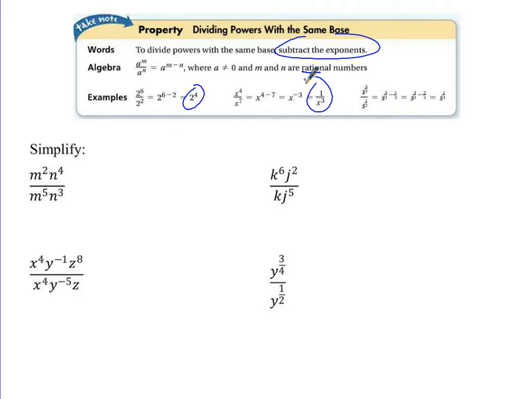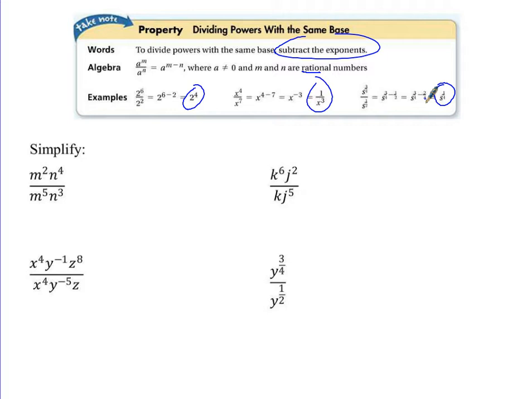And finally, s to the 3/4 divided by s to the 1/2. What's 3/4 minus 1/2? 1/4. Think of quarters. 3/4 minus 2/4. 3/4 minus 1/2 gives you 1/4. So s to the 1/4 is the answer. Now this little step right here, what they were doing was making a common denominator. Because in order to subtract, just like in order to add fractions, you have to have a common denominator. So watch out for that.